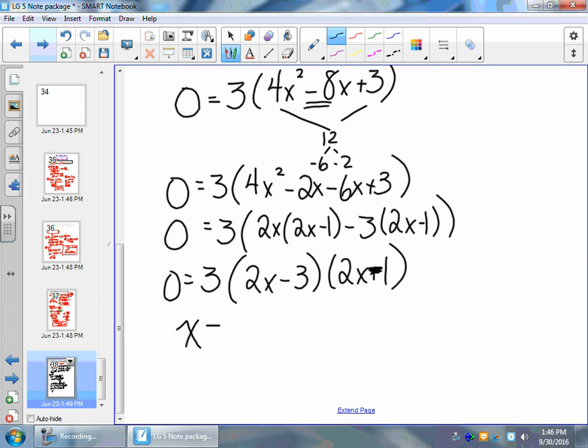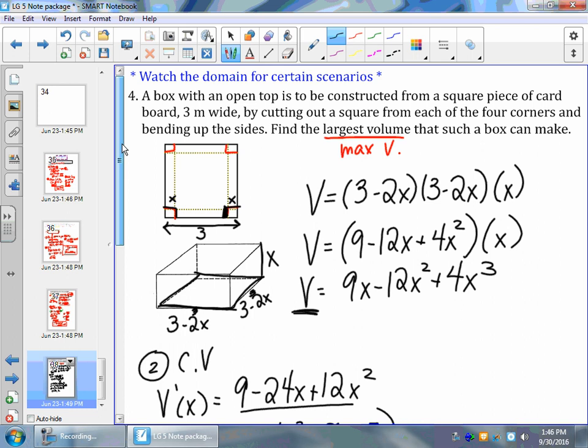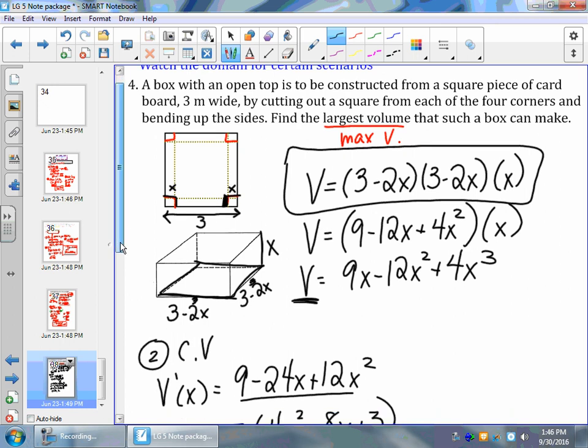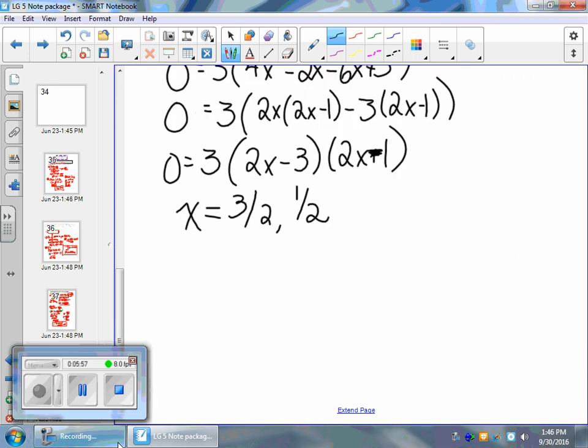And to solve for x, obviously we're going to have 3 over 2 and 1 over 2. Both positive, so both possibilities of an answer, right? So remember how we were kind of saying watch the domain? Well, x could technically be equal to both of these, 3 over 2 and 1 over 2, but we probably only have one as an answer. So let's go one step further, and it's saying find the largest volume. So we know that volume is this right here. So if I'm looking for the largest, let's try both of these numbers, both of these critical values.